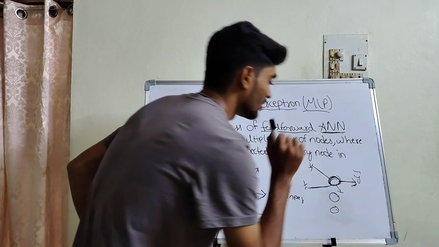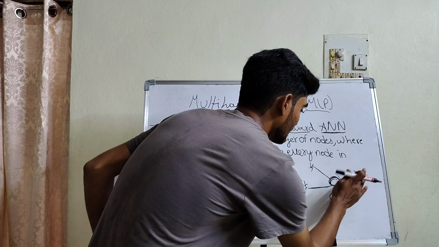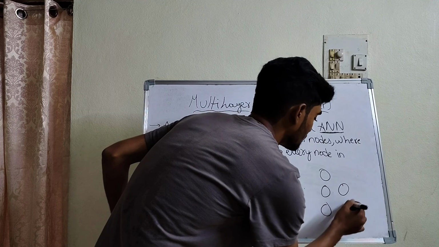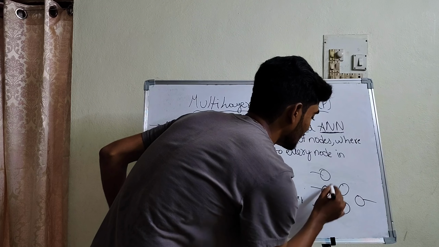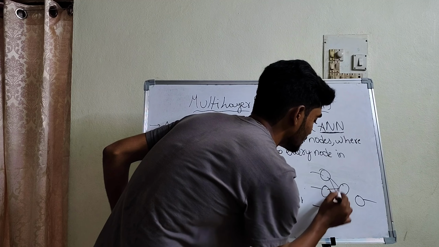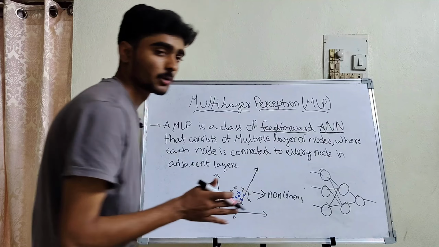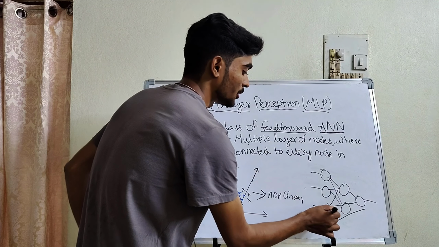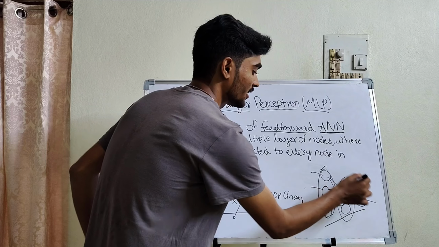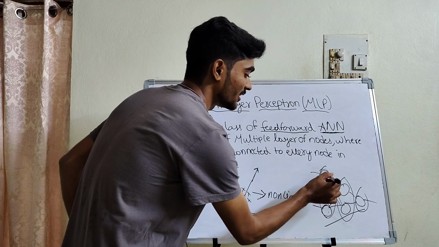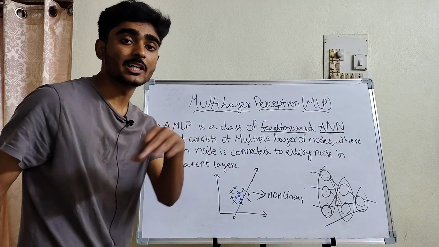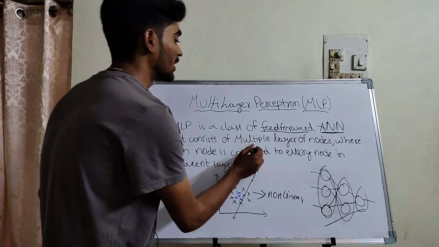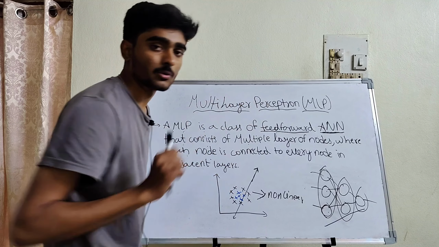Now, how multiple layers of nodes look like is, let me rub this. This is some basic artificial neural network. From here my input goes, and these are my layers. This is one layer, this is one layer, this is one layer, this is one layer. Multiple layers of nodes, and each layer consists of multiple nodes, where each node is connected to every node in the adjacent layers.